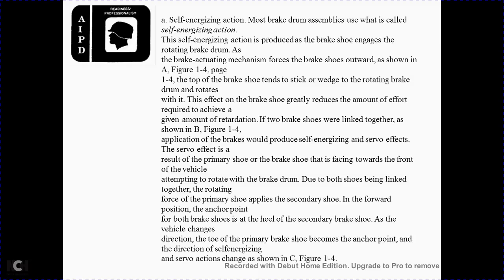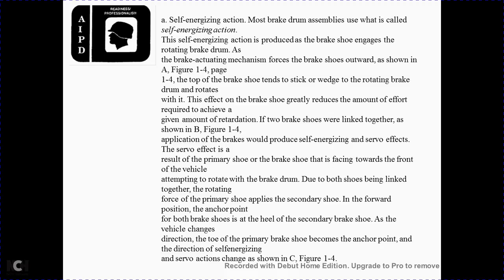The actuating mechanism for forcing the brake shoes outward is shown in Figure 1-4, Figure A, page 1-4. The top of the brake shoes is forced by a wedge against the rotating drum, which rotates with it, directly producing the effort required to achieve the amount of retardation. The brake shoes are linked together as shown in Figure B of Figure 1-4. With the application, the shoes produce a self-energizing servo effect.